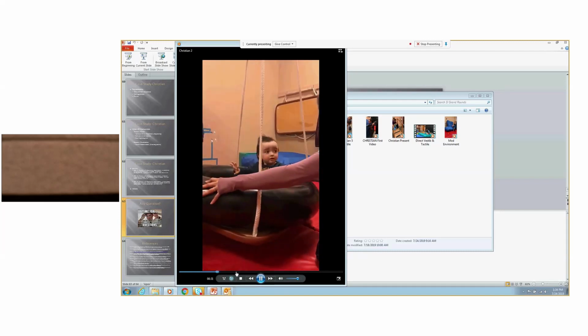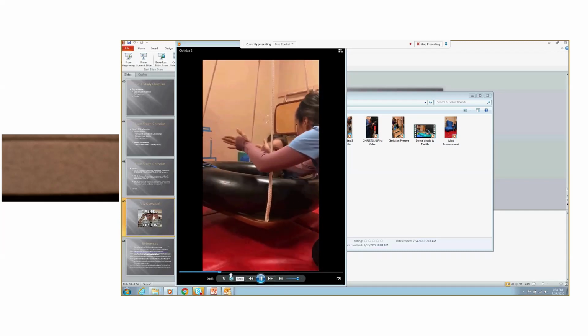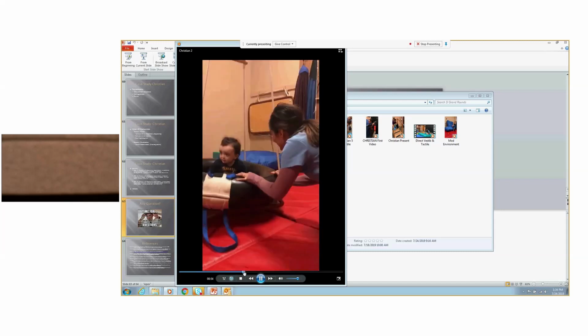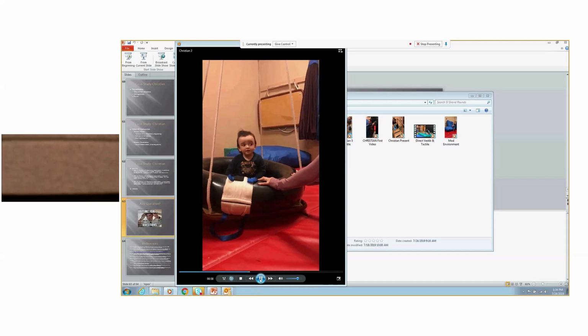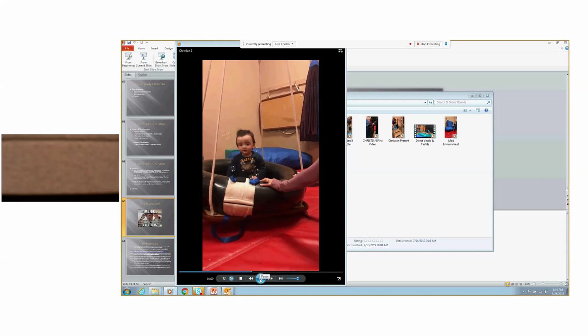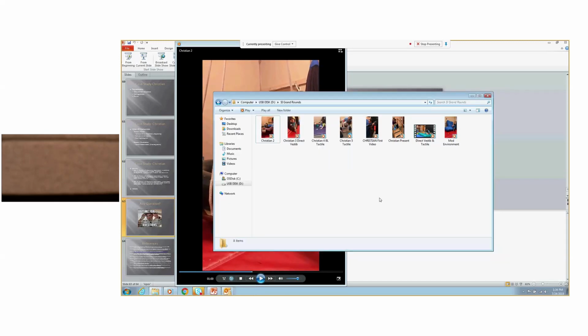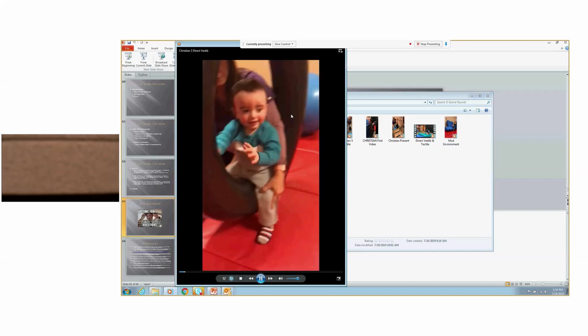He's so cute. We love him so much. So there's that. And then you see him looking back at me, so there's some really good joint attention there. Here is more of the direct too.